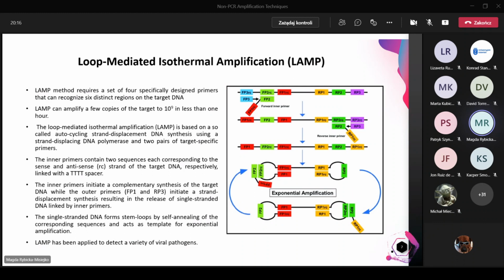A very important non-PCR method is loop-mediated isothermal amplification. This method requires a set of 4 specifically designed primers that can recognize 6 distinct regions on the target DNA and a DNA polymerase with strand displacement activity. This method can amplify a target 1 billion times in less than 1 hour. The amplification products are stem-loop DNA structures with several inverted repeats of the target and cauliflower-like structures with multiple loops.